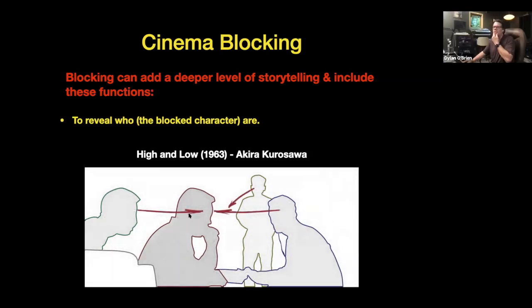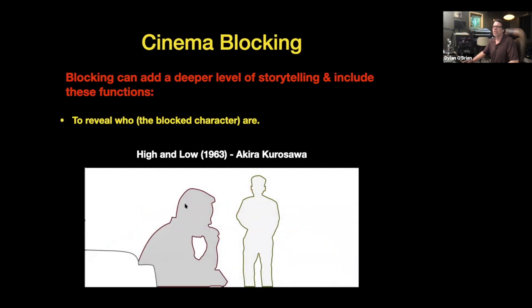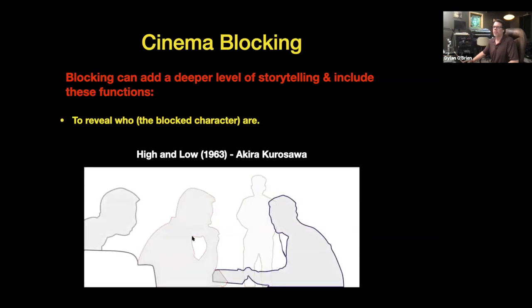So again, notice they're all looking at him. Notice again, these two, if I remove the other one, these are the two who are actually important here. These two, not that important. They're just on the side.